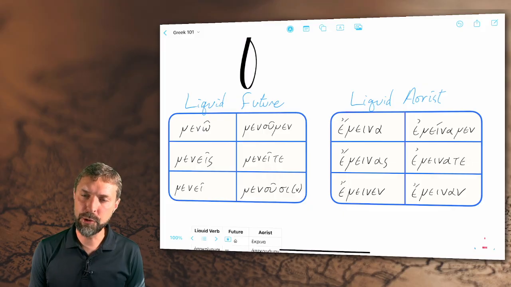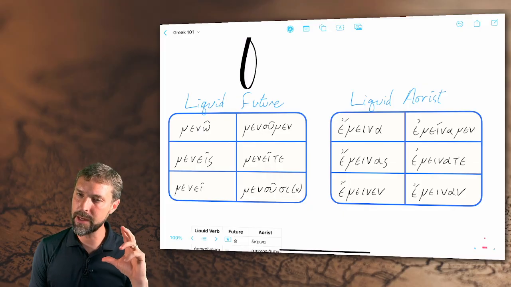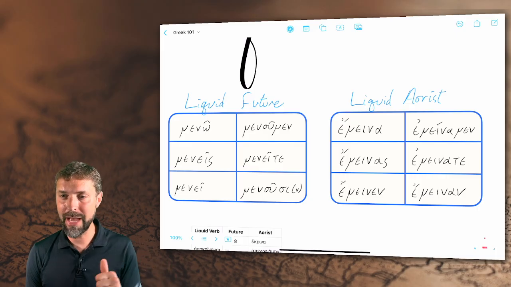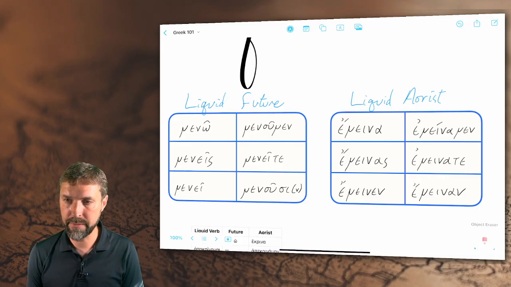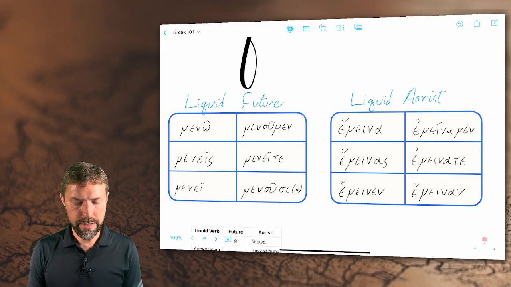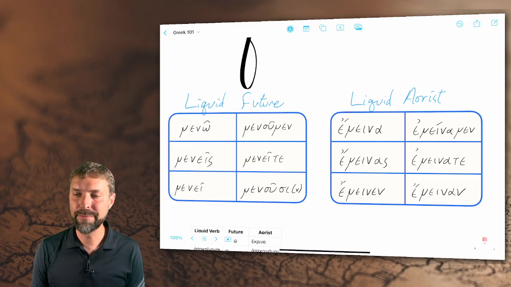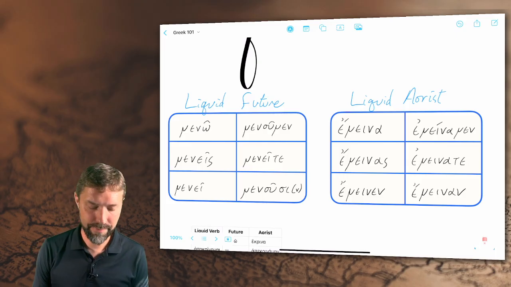Okay, I'm giving you the liquid future and the liquid aorist. Take a second, look over the chart, and just mentally compare what I think I should be seeing in these spots. Compare that to what I'm actually seeing in these spots. And I do think if you look across it, you'll come to the conclusion of what I said. The sigma has essentially evaporated, but not just.